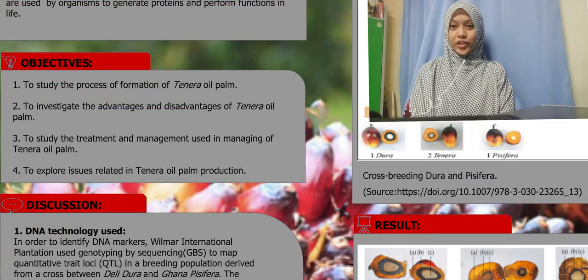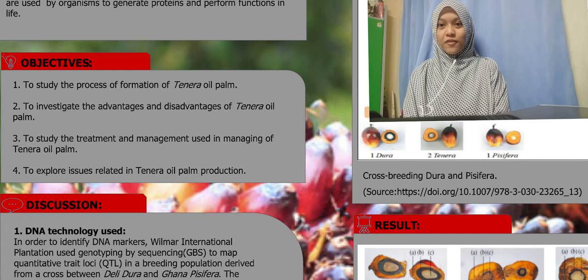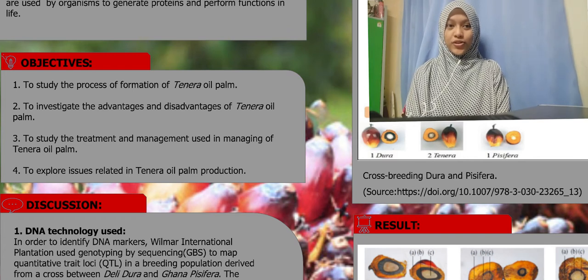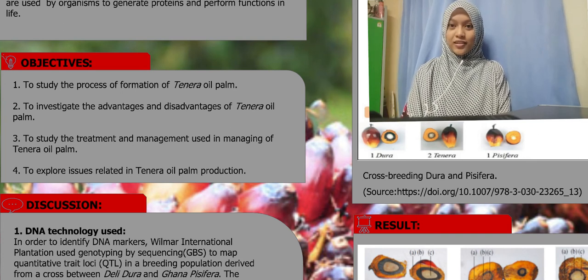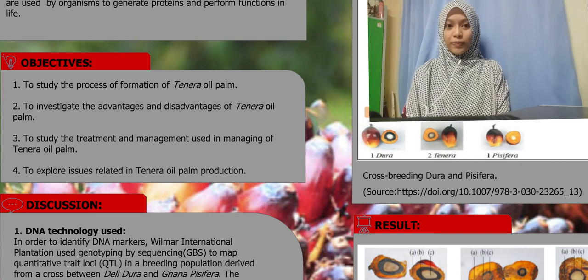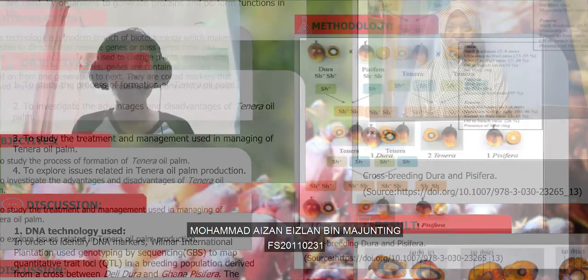Now, moving on to the objectives for this assignment. Firstly is to study the process of formation of Tenera oil palm. Secondly is to investigate the advantage and disadvantage of Tenera oil palm. Thirdly is to study the treatment and management used in managing Tenera oil palm. And lastly is to explore some issues related to Tenera oil palm production.